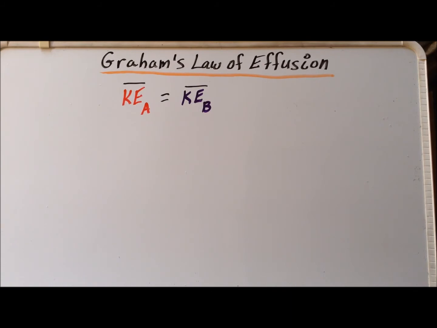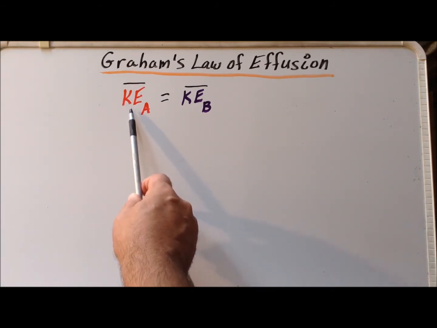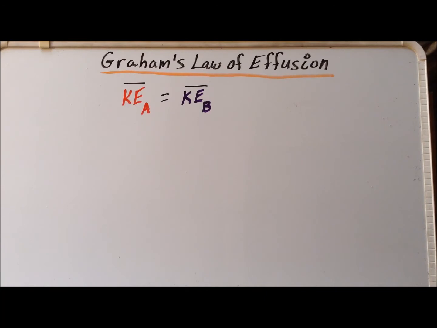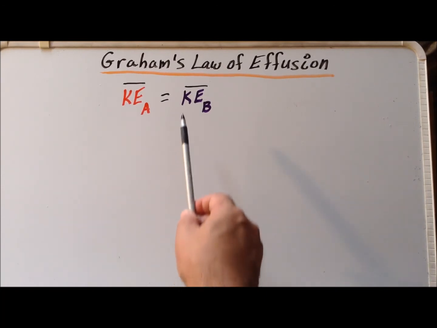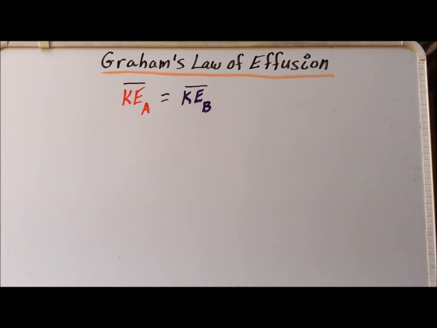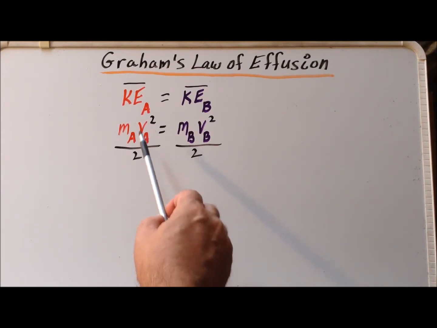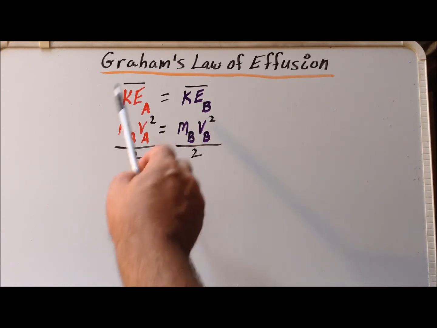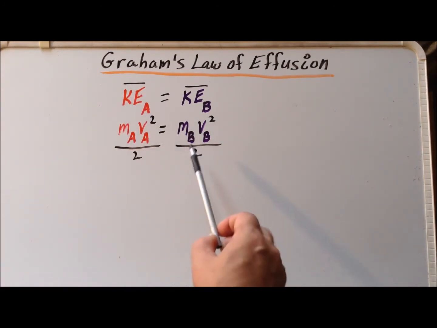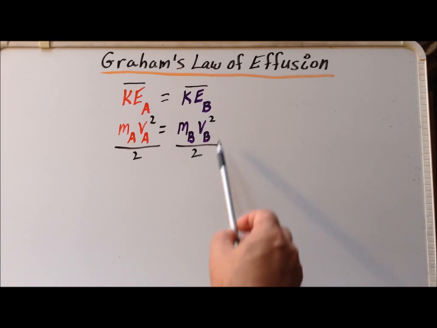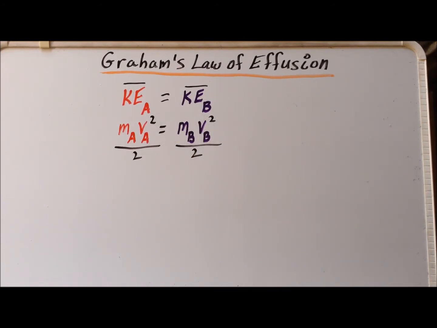average kinetic energy. So the average kinetic energy of A, KE sub A with a line over top of it to show that it's the average, is equal to the average kinetic energy of B. Next, we use the formula that the kinetic energy is equal to 1/2 mv². So on the left-hand side, we put the appropriate subscript, so we have the mass of A times the velocity of A squared divided by 2. That's the kinetic energy of A. And then m sub B v sub B squared over 2 is the kinetic energy of gas B.